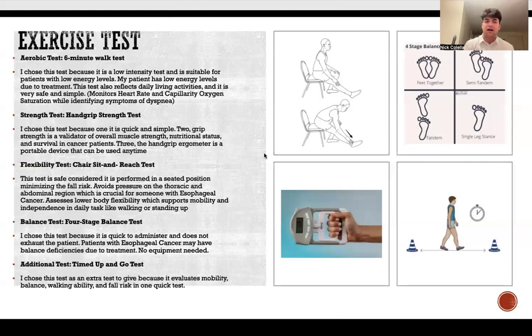So my first exercise test, just before I make a program, I would put her through an aerobic test, and it would be a 6-minute walk test. I chose this test because of the low intensity exercise, and suitable for patients with low energy levels due to her chemo and other medications. And this test reflects daily living activities, and it monitors heart rate as well as capillary oxygen saturation.